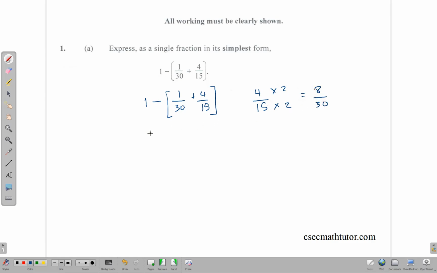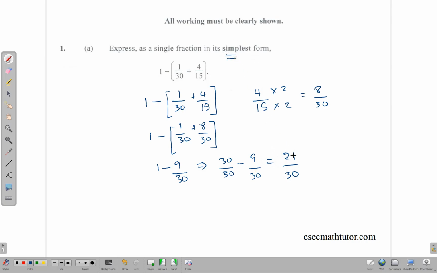So we have 1 minus (1 over 30 plus 8 over 30), and that of course gives us 1 minus 9 over 30. 1 is the same thing as 30 over 30, and 30 over 30 minus 9 over 30 gives us 21 over 30. Now remember, the question says in its simplest form, so we need to divide both of these. We can divide them by 3. 21 divided by 3 gives us 7, and 30 divided by 3 gives us 10. So our answer in its simplest form is 7 over 10.